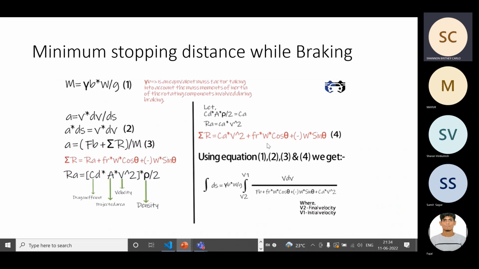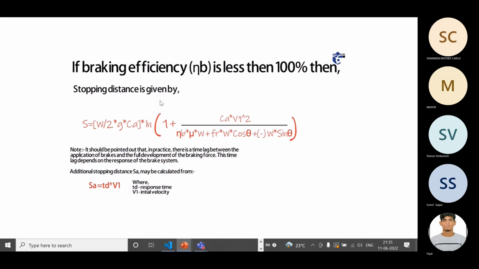Now I want to calculate the stopping distance, so I need ds here. What I'm trying to do is rearrange this equation. I'll get V into dV by A, and then A I have, which is nothing but FB plus sigma R, which I found from here. So substituting all of that and integrating it from V2 to V1, I'll get the stopping distance. So this is the stopping distance after integration.